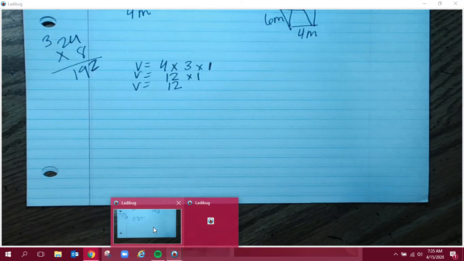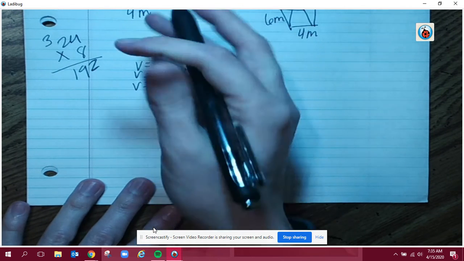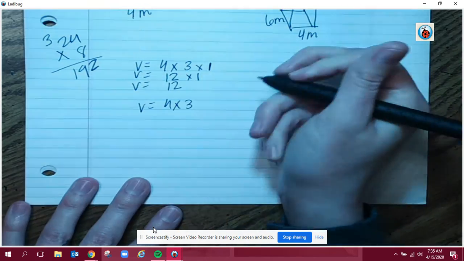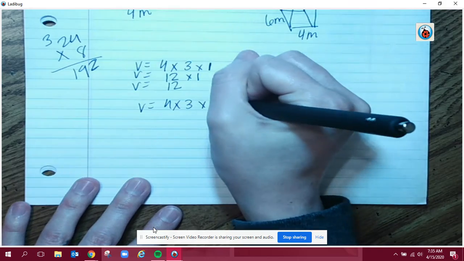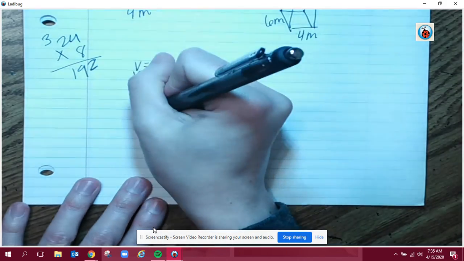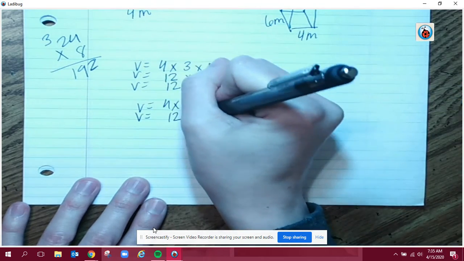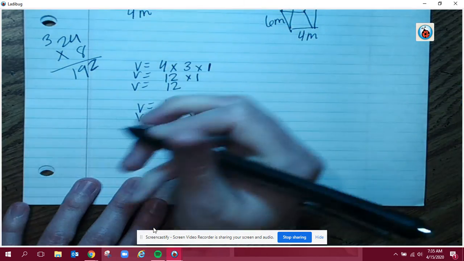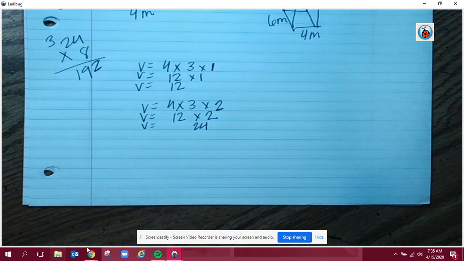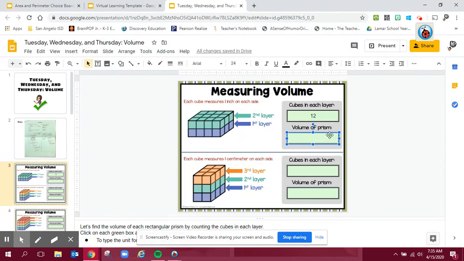So if you want to go over to your paper and double check and solve it, okay, 4 times 3, which was our length and width, times 2, which is our height this time because I have 2 layers. Alright, 4 times 3 is 12. Bring down what's left. 12 times 2 is 24. So in your second little box, you're going to write the volume, which is 24. Okay, that's what you're going to do on this slide.